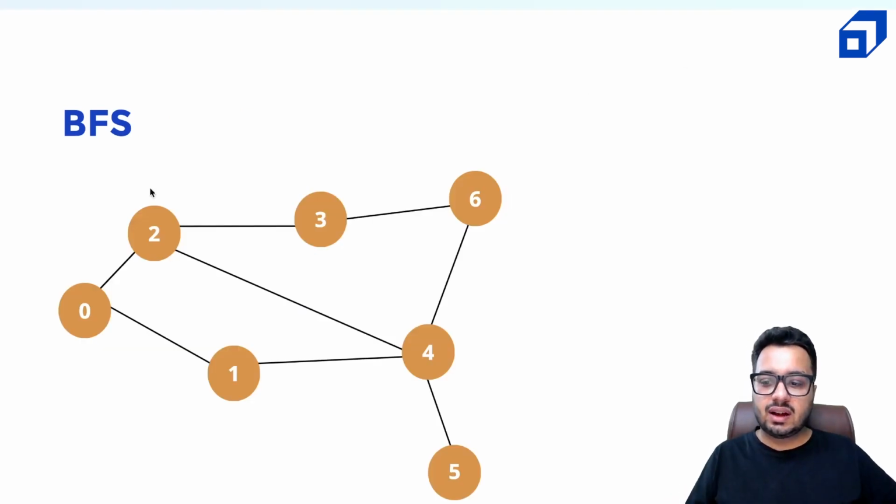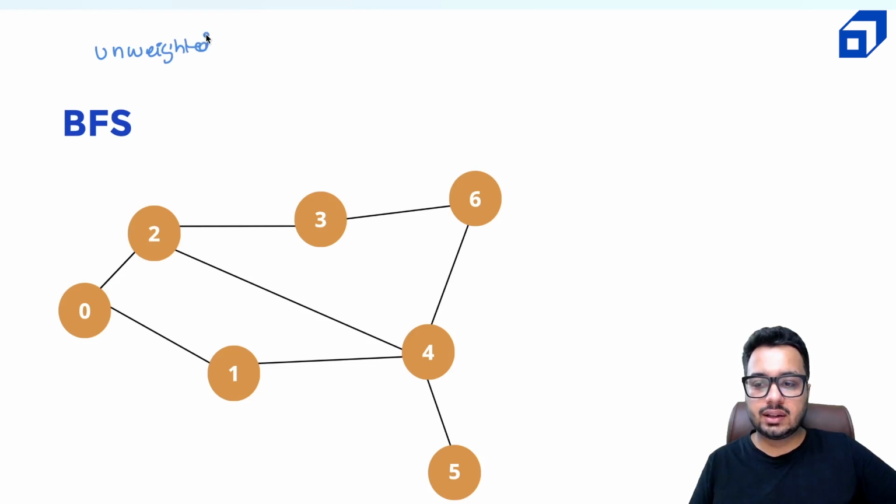Now suppose a graph like this is given. What kind of graph is it? In my case, it is an unweighted graph, and it is also an undirected graph. That means edges don't have any specific direction. If 0 and 2 are connected, 2 and 0 are also connected, so we can go both sides, right?